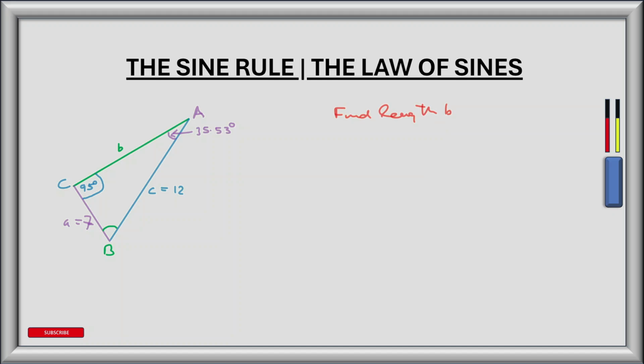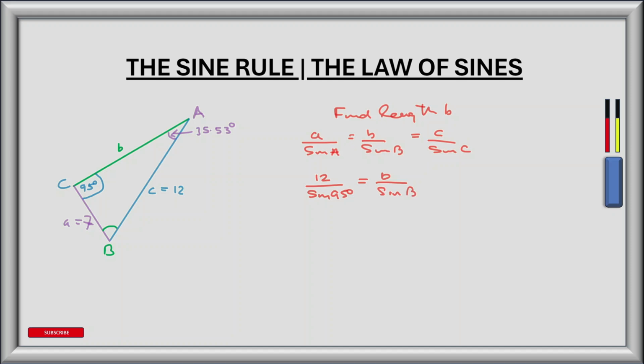Because we're finding the length of a missing side, we can use this form of the sine rule: a divided by sine of angle A is equal to b divided by sine of angle B is equal to c divided by sine of angle C. We know angle C and we know the length of side c. So the length of side c is 12 and the angle C is 95. So 12 divided by the sine of 95 degrees is equal to b, which we don't know, divided by sine B. At the moment, we don't know angle B either.